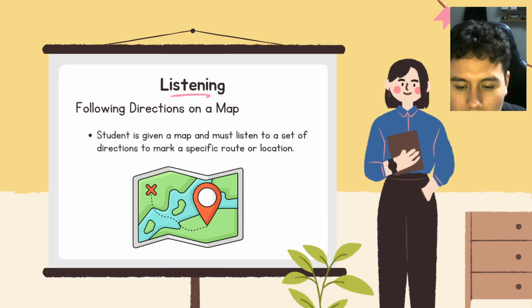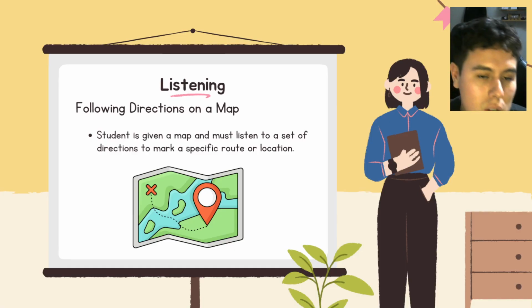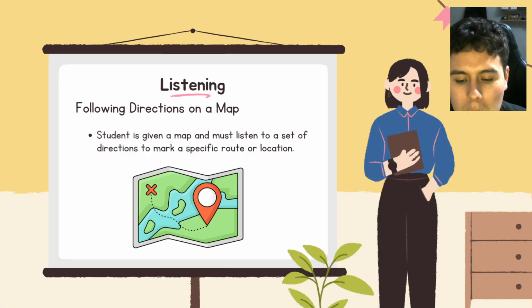And okay, the validity of this is high because it measures the student's listening comprehension for a real functional purpose without relying on other skills like writing or speaking. And the reliability is also high because the outcome is objective. Either the route is correct or not. They can be wrong in this.